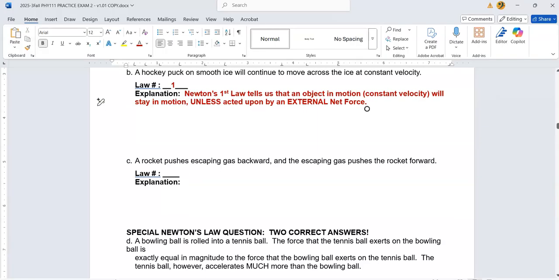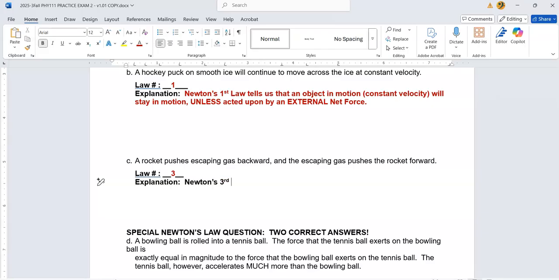Now let's look at the third example. A rocket pushes escaping gas backward, and the escaping gas pushes the rocket forward. Well, the rocket is pushing the gas backward. The gas is pushing the rocket forward. Well, this is a perfect example of Newton's third law. Newton's third law says if some object A is acting on some object B in one direction, then object B is acting on object A in the exact opposite direction.